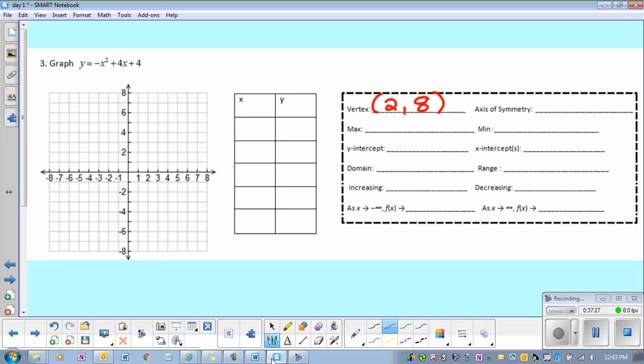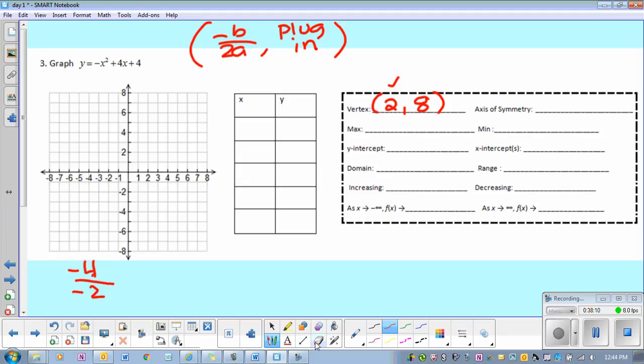Did anyone try this by hand to get the vertex? Remember, I showed you how to do it. It's negative b over 2a, the first part of the quadratic formula. Comma, and then plug in. Your b is 4, so opposite 4 is negative 4 over 2 times negative 1, negative 2. What's negative 4 over negative 2? 2. Then take that 2 and plug it in for your x's.